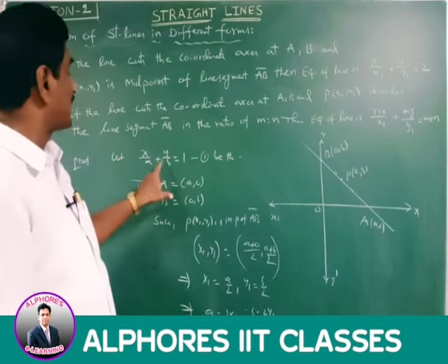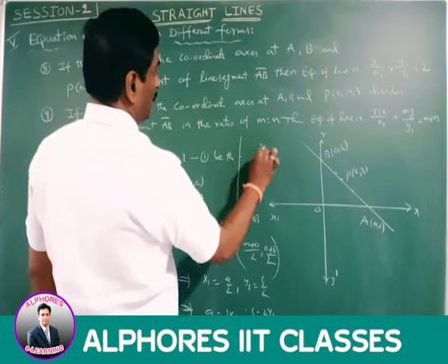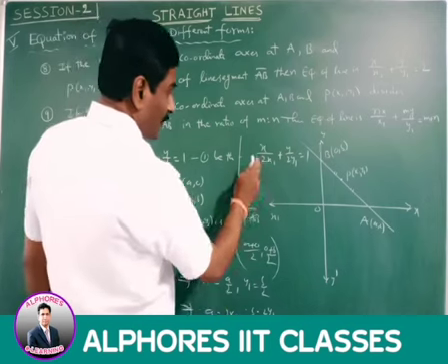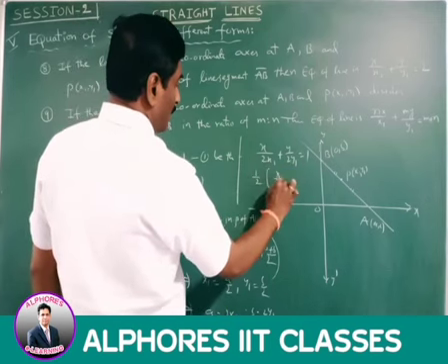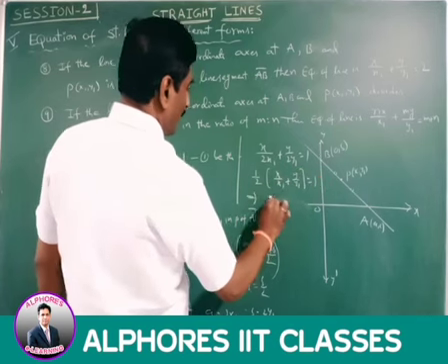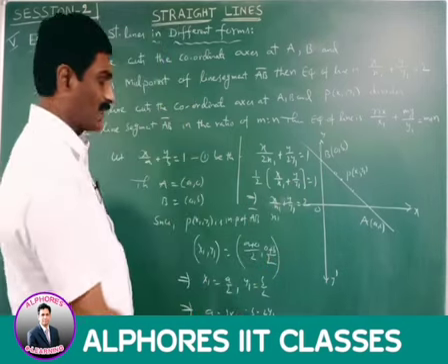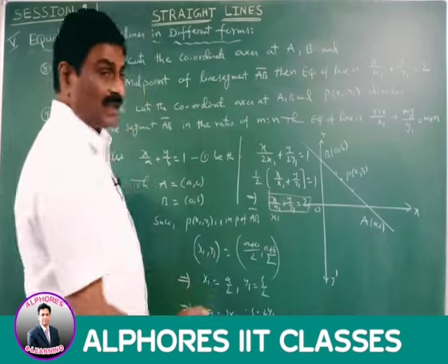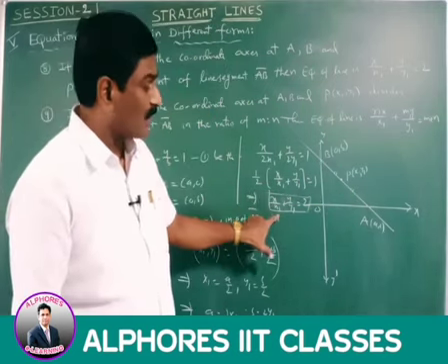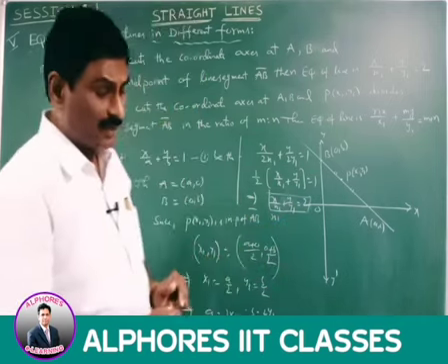Substitute these values in this equation, we get the equation of the line. By substituting these values, it can be reduced into x by 2x1 plus y by 2y1 is equal to 1. What is the common term here? 1 by 2 is the common term. That means x by x1 plus y by y1 is equal to 2. After cross multiplication, this is the equation of the required line. If the midpoint of the line segment AB is given, then the equation of the line is x by x1 plus y by y1 is equal to 2. Very important. Please note this value.